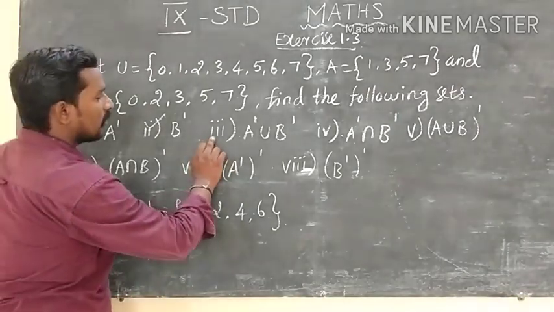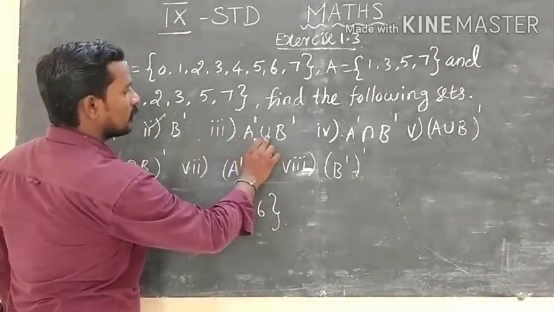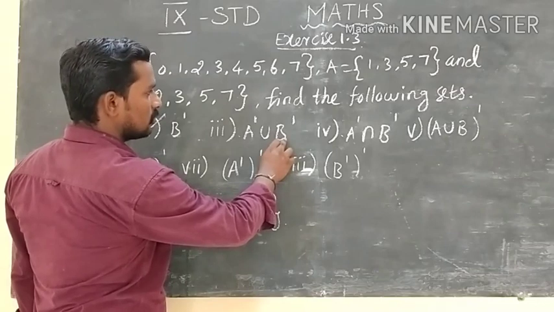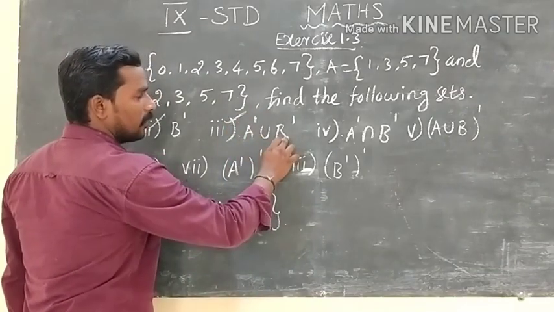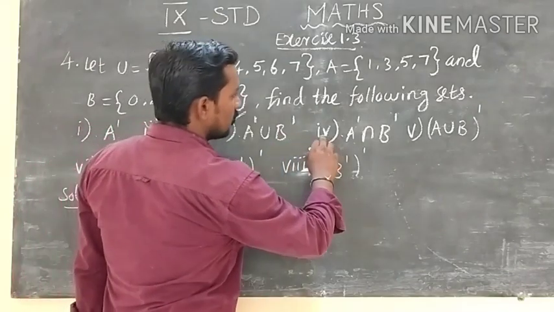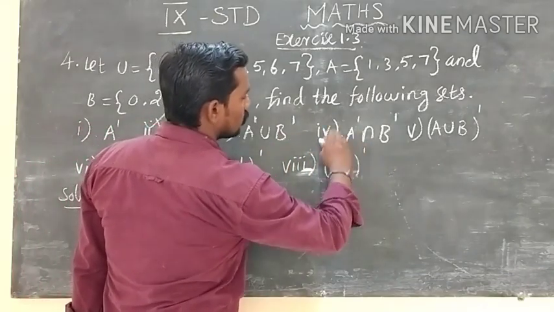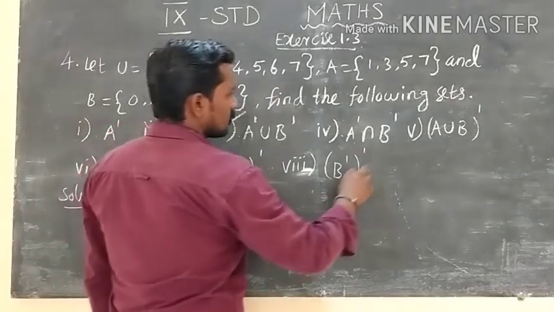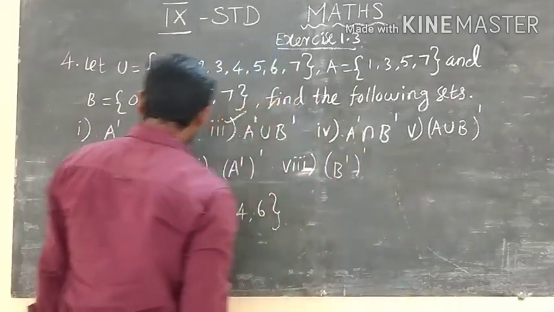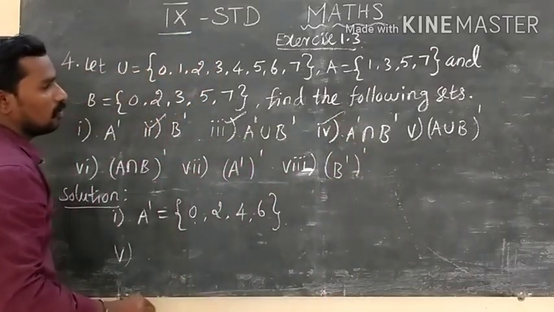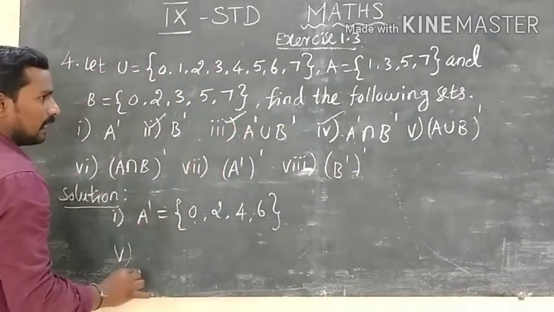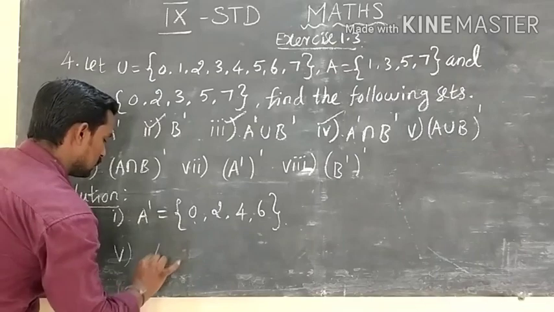Then the third question, A complement union B complement. This is your homework also. These types of questions we have already done. Then the fourth question, this we have also discussed. The first three questions are your homework. Then the fifth question, A union B the whole dash.